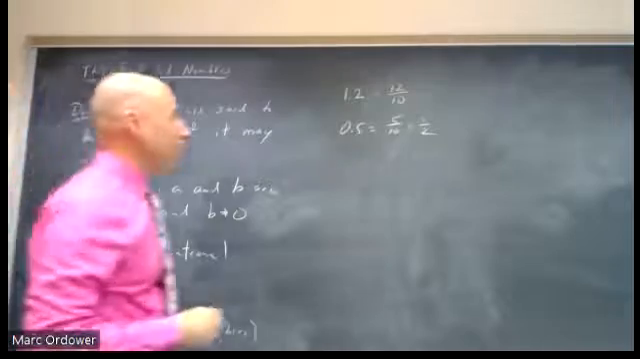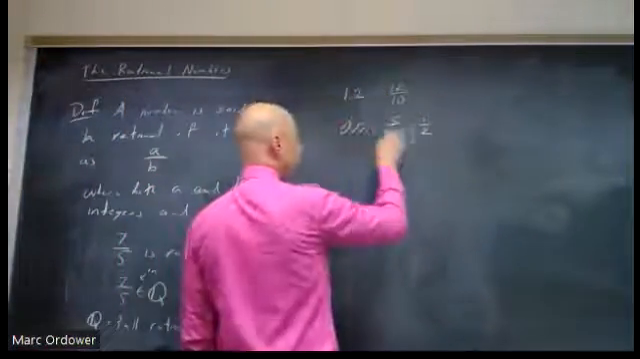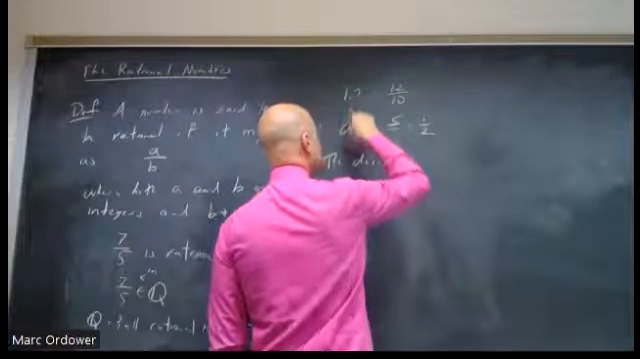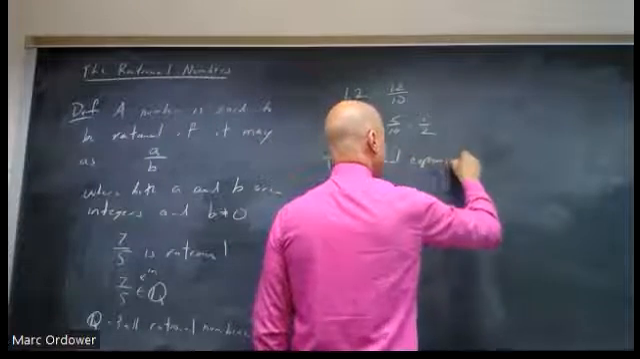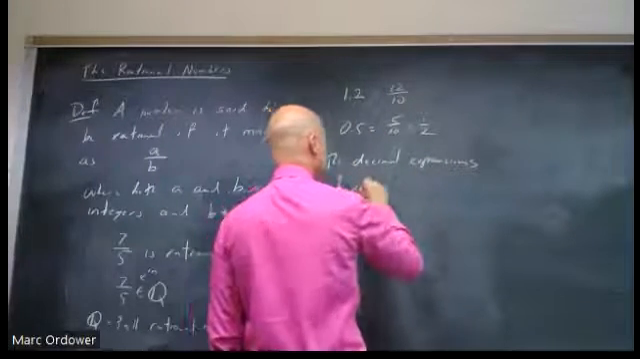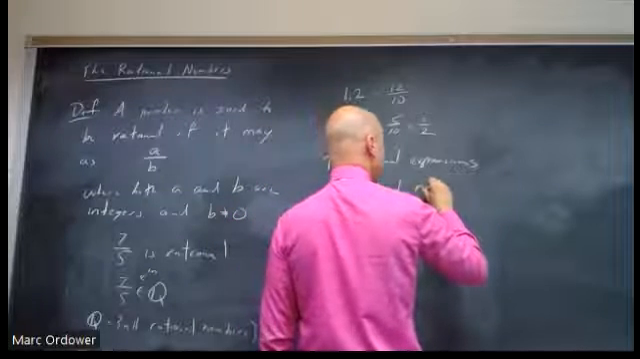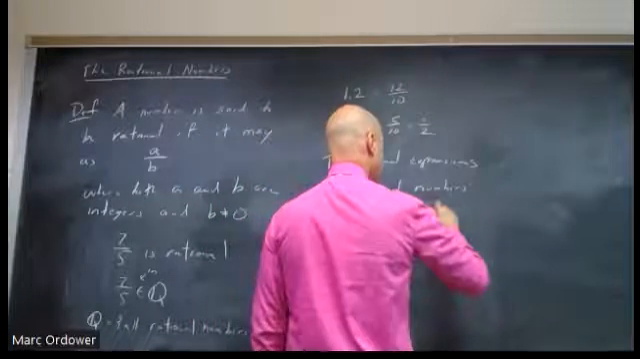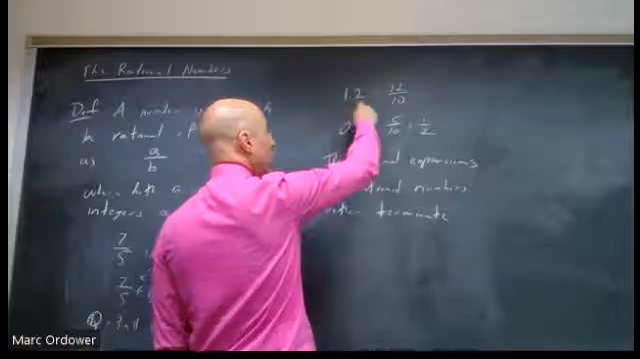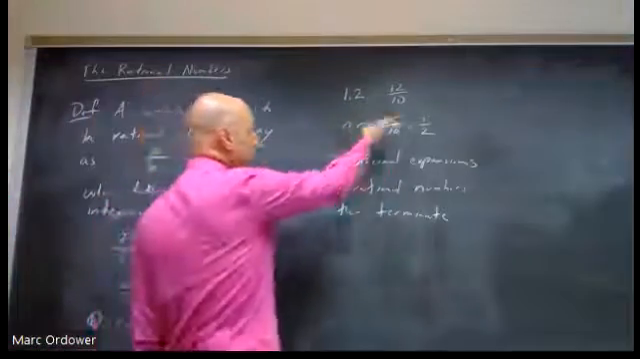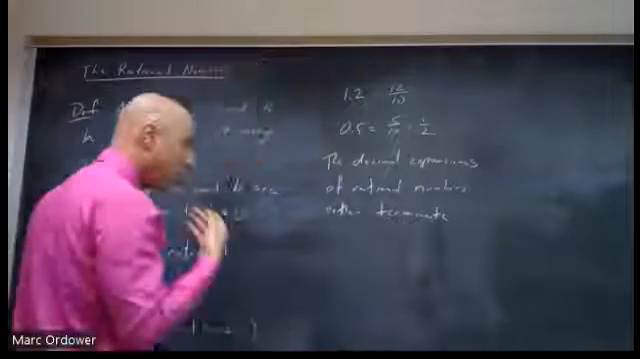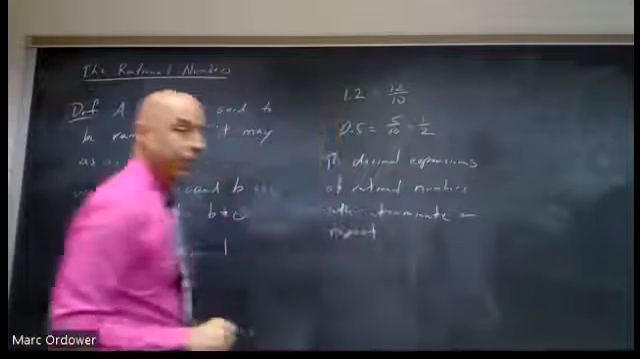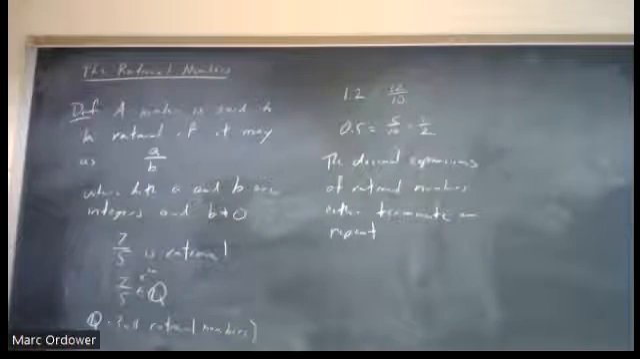Let me say one more thing about rational numbers. If I write a rational number as a decimal, the decimal expansions of rational numbers either terminate or repeat. These terminate, they stop: 1.2, and then after that it's just zeros. 0.5 just stops, after that it's just zeros. Those are terminating decimals. So it's possible to have a decimal which repeats and still be rational.